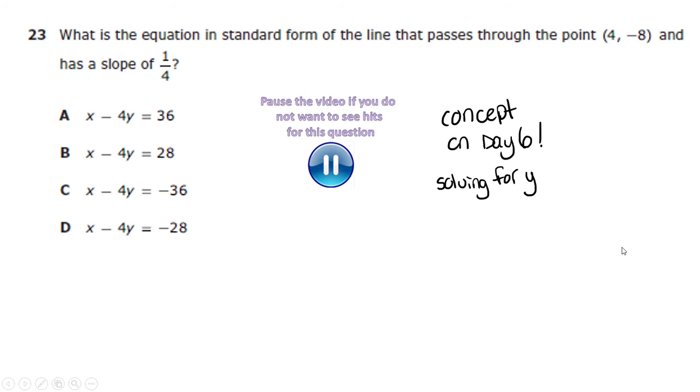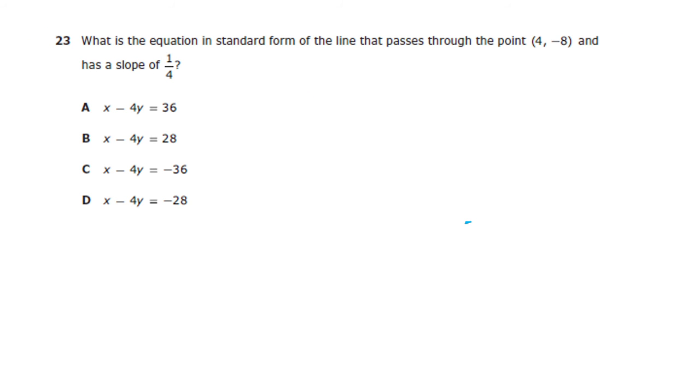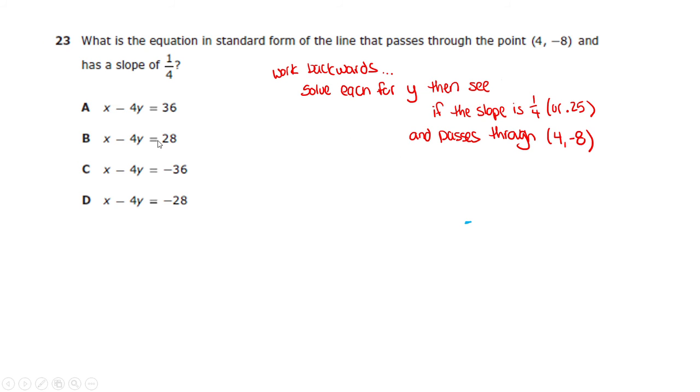We talked about this concept on day 6, where we talked a lot about solving for y. Here comes your first hint. This isn't the only way to do this question, but it's probably the easiest, and it's the most common way I taught my class: solve each one of these equations for y. Once you solve each one for y, see if the slope is 1/4.